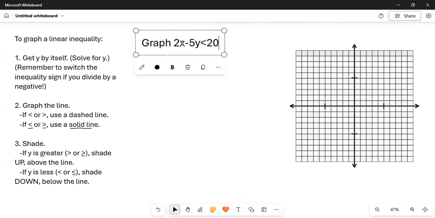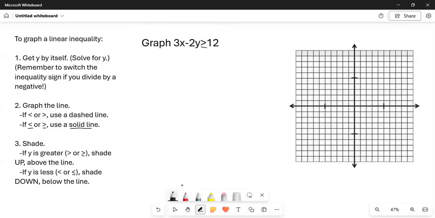We're going to do, let's say, 3x minus 2y is greater than or equal to 12. First up, we want to get y by itself, so start by subtracting 3x on both sides. That means you have negative 2y is greater than or equal to negative 3x plus 12.